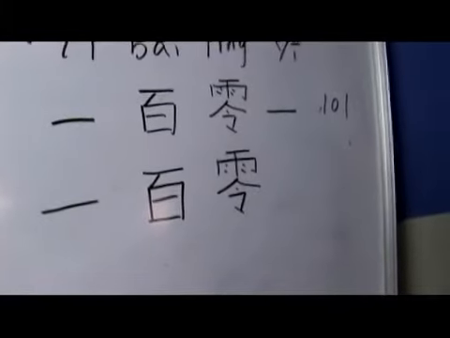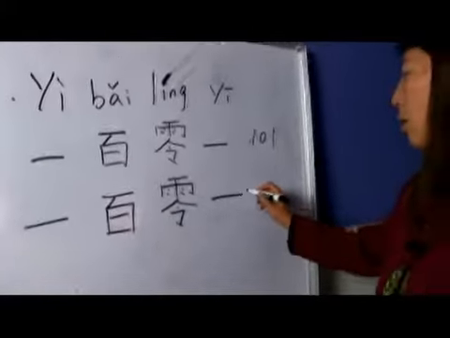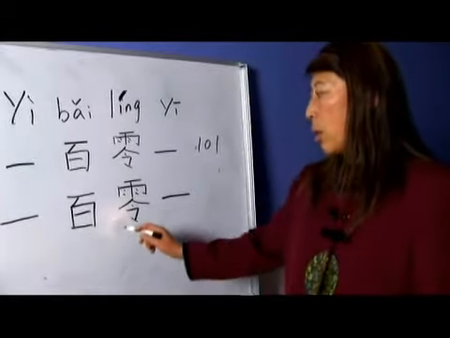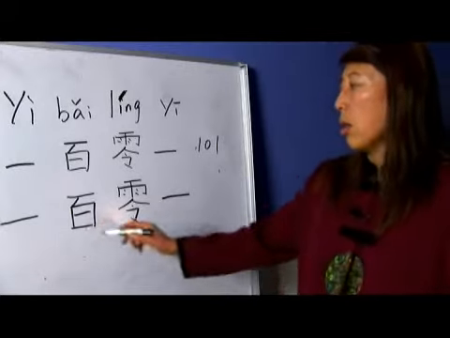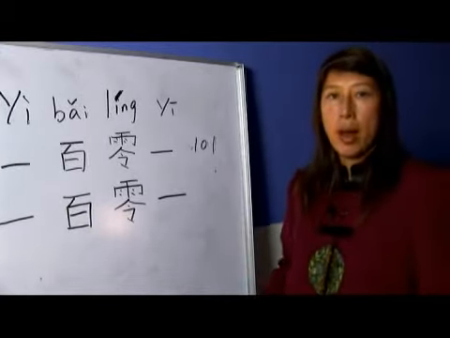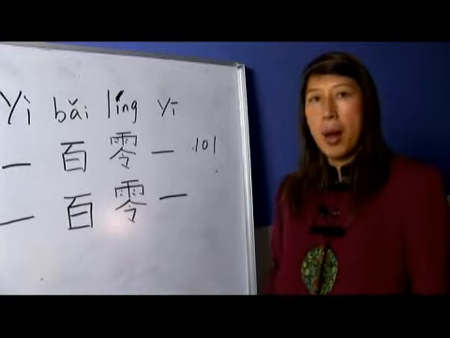So 〇 is 0. And 一 is number 1. So 1 and 100 and 0 and 1. It's 101.